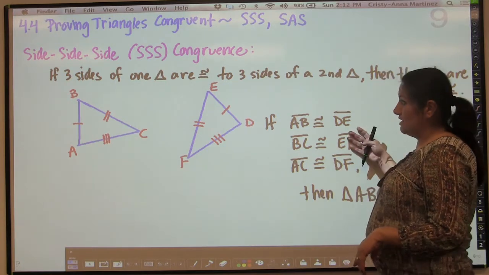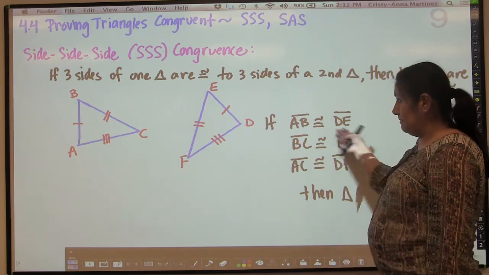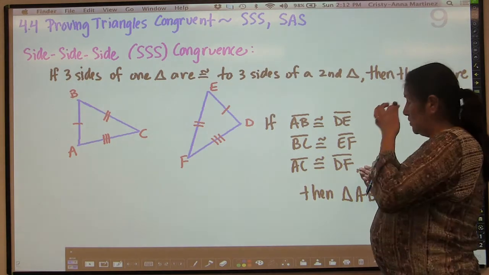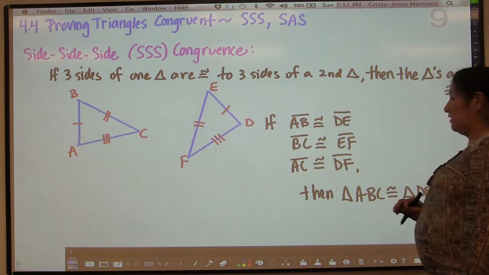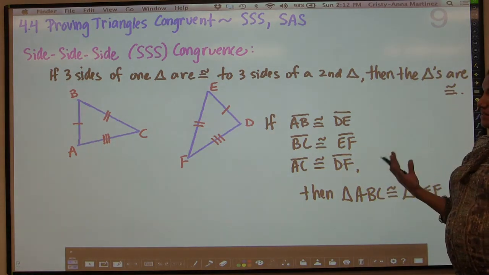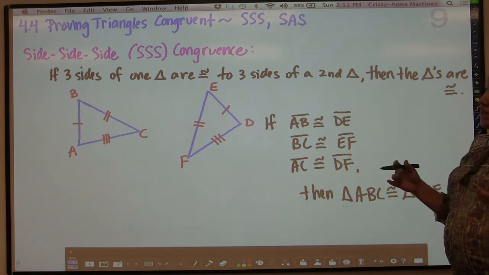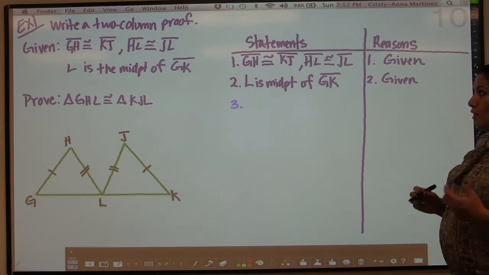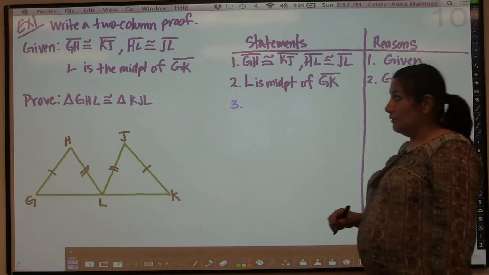So basically what we're saying here is that if AB is congruent to DE, as it's marked, BC congruent to EF, and AC congruent to DF, then triangle ABC will be congruent to triangle DEF. Now the bad news is that, of course, the section is called Proving Triangles Congruent, so we do have to do some proofs, but hopefully they won't be too hard proofs. So here we go with our first example.